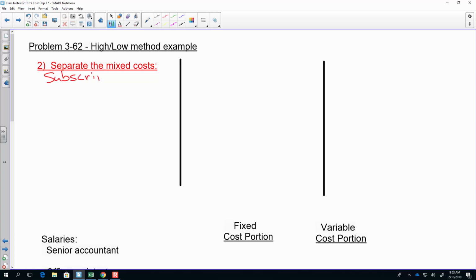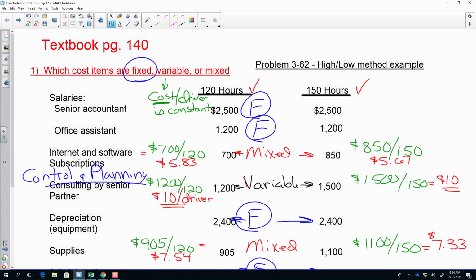This will give us some practice with the high-low method. They want us to use the high-low method now, which is one of our techniques to separate a mixed cost into its fixed part and its variable part. So we have the high-low already. 150 is the high level, 120 is the low level. So we're going to go right to step 2 of that process. We're going to take the high cost, 850, minus the low cost, 700.